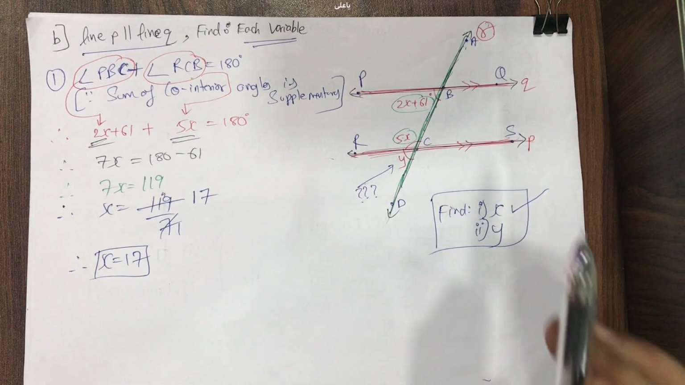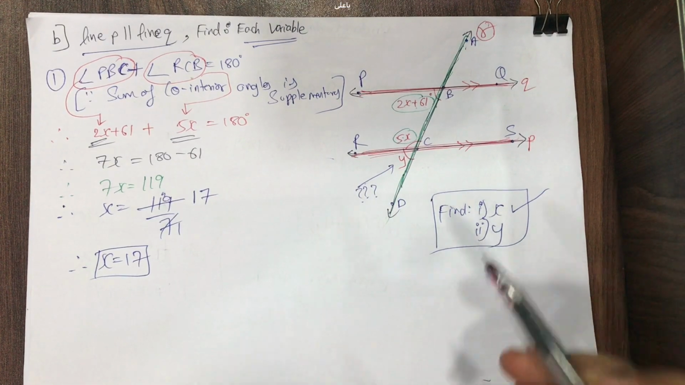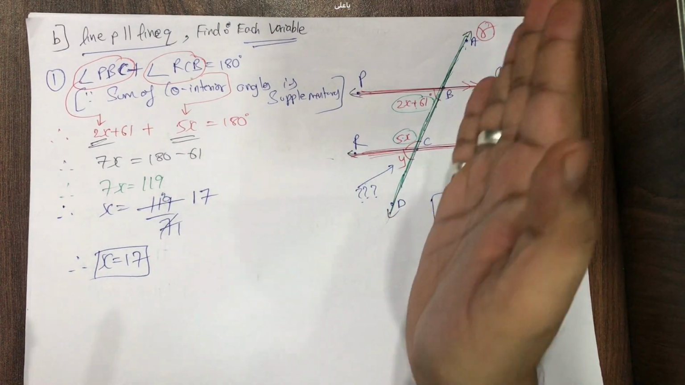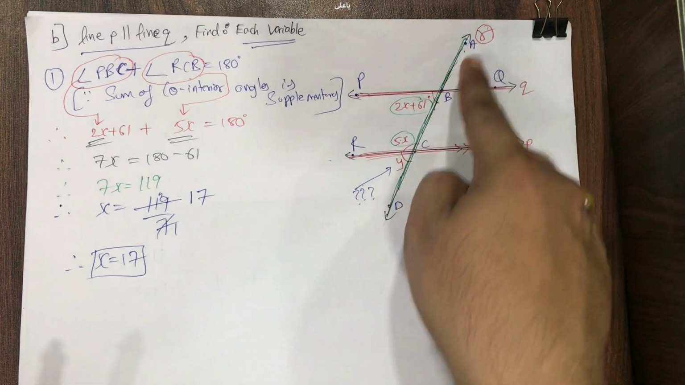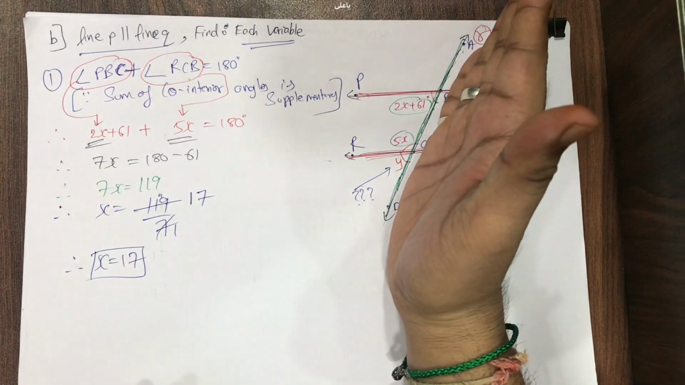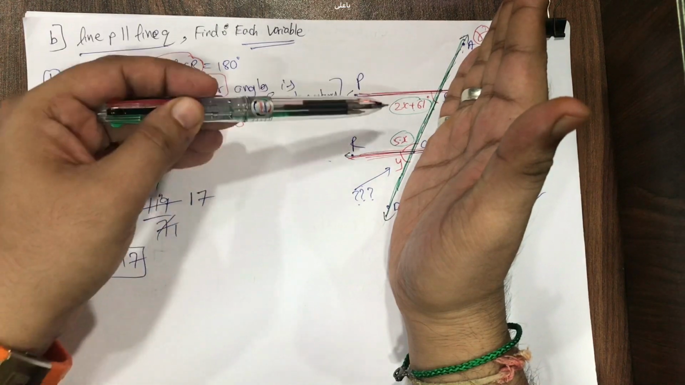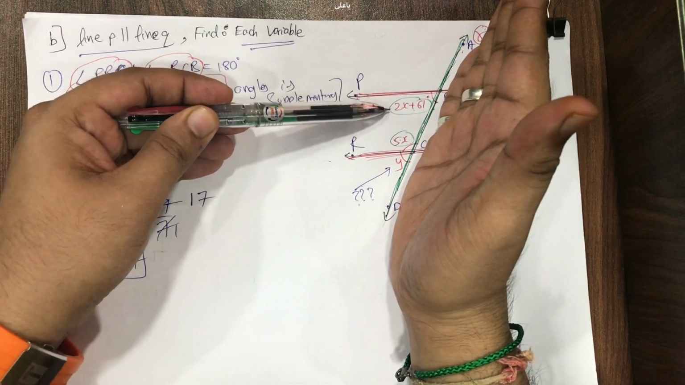Okay, now students, how will you proceed to find this y? If you pay attention over here, please see this, all of you please see my hand over here. I'm keeping this green color as my transversal. I'm keeping my hand on this transversal. Now see the pen. I'm highlighting this angle, 2x plus 61.